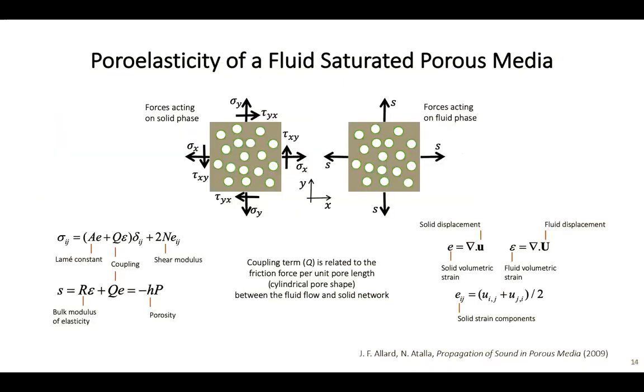In Biot theory, shortly, we have a stress state on the solid skeleton and a hydrostatic pressure state on the liquid phase. They are coupled with a term which is related to the friction force of each pore. Here, we consider that the pores are cylindrical in shape. Therefore, Q was easy to estimate.